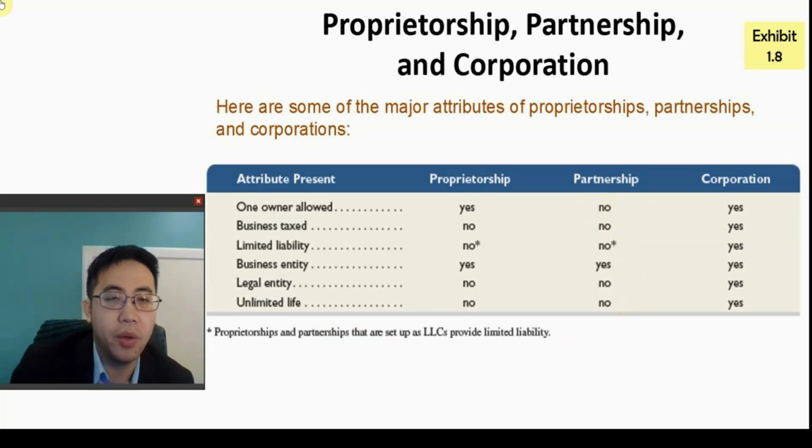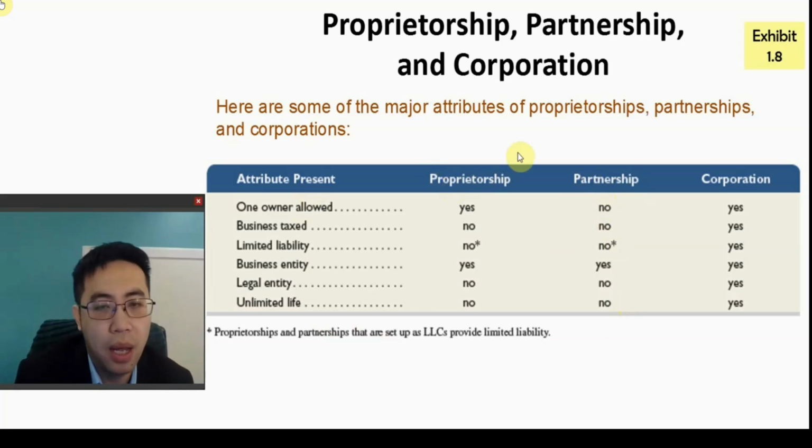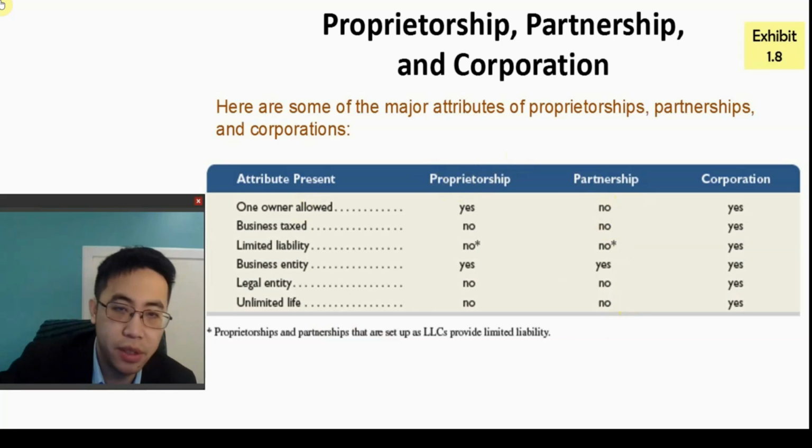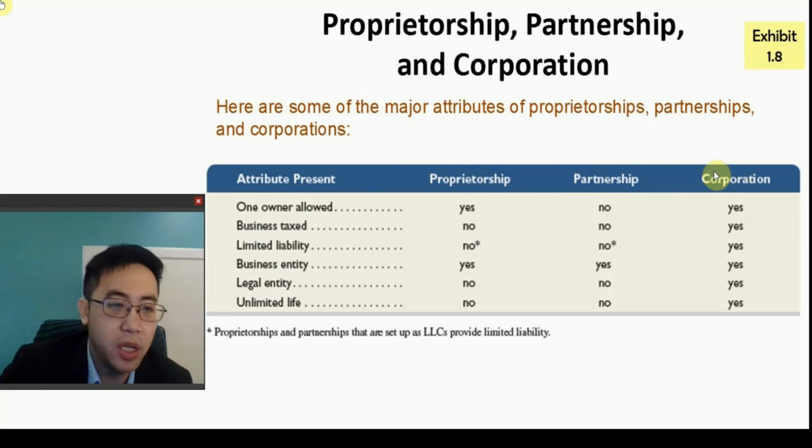So what are the attributes of these kinds of businesses? The sole proprietorship is basically a business run by one person, right? So this is run by one individual. And a partnership could be run by two or more people, right? So the owners could be two or more people. And a corporation could be run by one person, could be run by 100 people, or it could be owned by thousands or even millions of people.